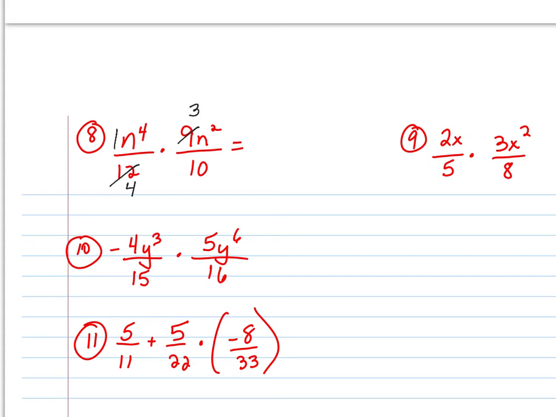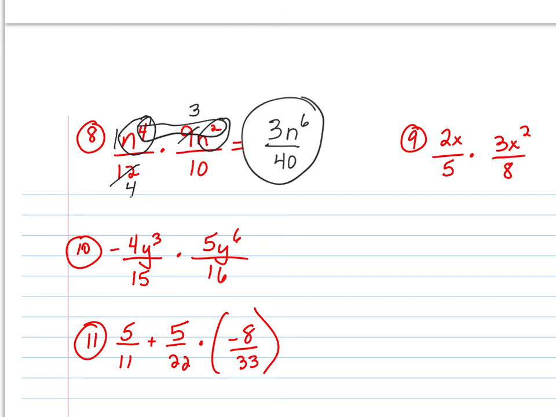Multiply the numbers, the coefficients. 1 times 3 is 3. Now we have n to the 4th times n squared. Those are the same bases and they are being multiplied. What does the rule say that we do to their exponents? Add them together. So n to the 4 plus 2 is n to the 6th. All over 4 times 10 is 40. That is your final answer.